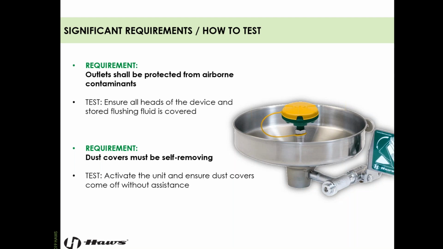Outlets need to be protected from airborne contaminants. We have to make sure the dust covers are in place. Okay, so ensure all of the heads of the devices and the stored flushing fluid, if it's a portable, self-contained type piece of equipment, are completely covered and it's not accumulating dirt or other contaminants in the tank. The dust cover, whatever it looks like, because all manufacturers make them a little bit different. That's ours right there, plastic flip top. So once the water's activated, it pops that right off.